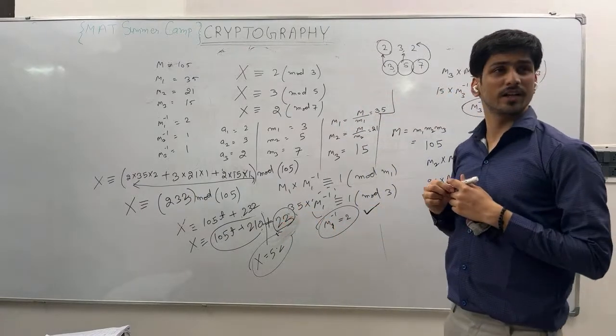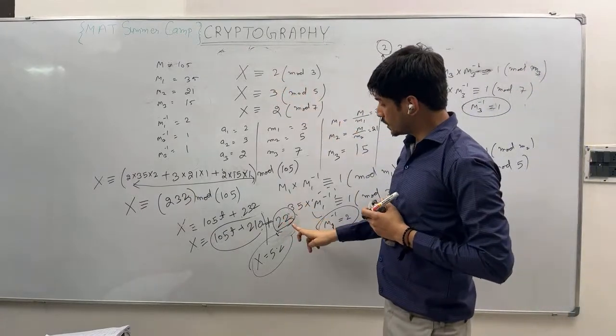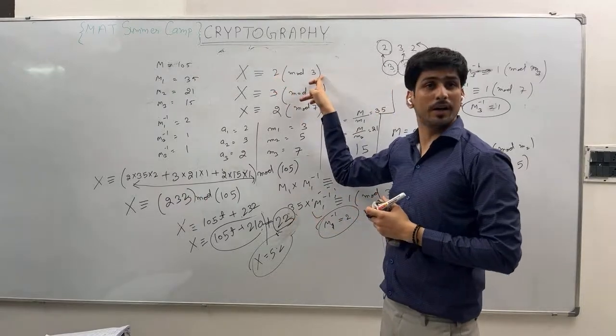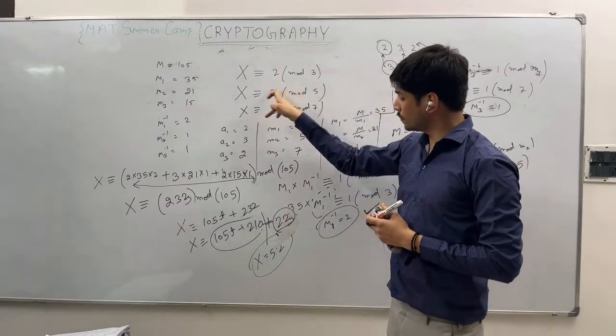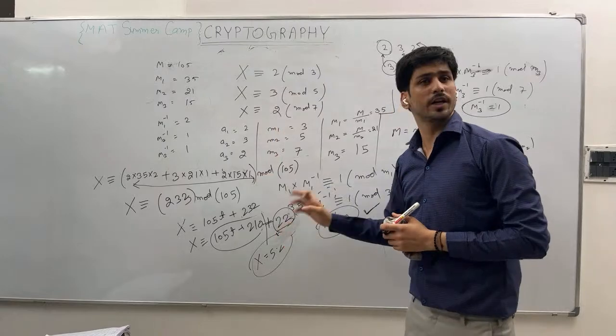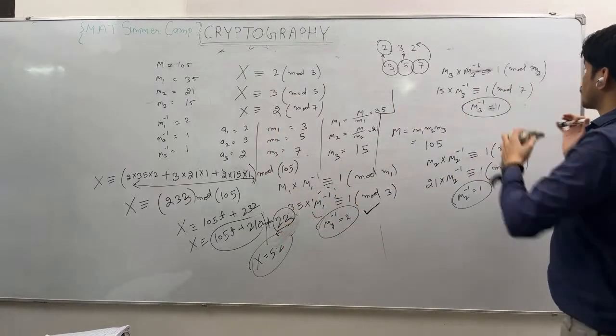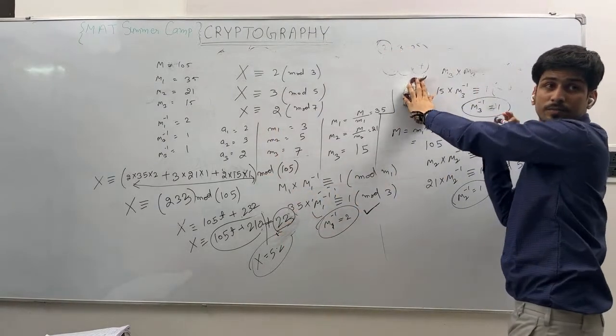Now I think it's correct, right? You see, 23 divided by 3, the remainder will be 2. 23 divided by 7, remainder 2. This one is the correct answer, right? Now I'll give the question. All of you try. This one is clear, right?